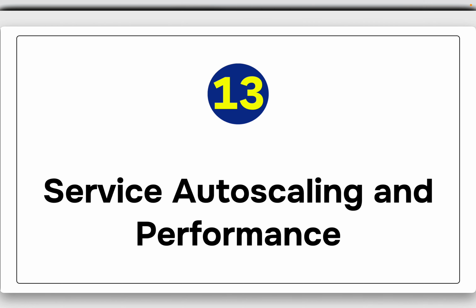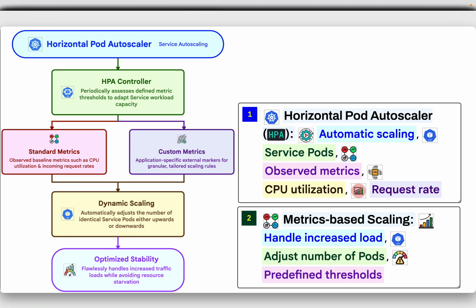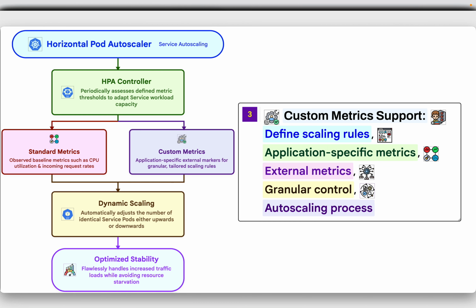13th topic is service autoscaling and performance. The horizontal pod autoscaler (HPA) in Kubernetes allows for automatic scaling of a service pod based on observed metrics such as CPU utilization or request rate. Metrics-based scaling ensures that your services can handle increased load by automatically adjusting the number of pods based on predefined thresholds. HPA supports custom metrics, and this allows you to define scaling rules based on application-specific or external metrics, providing more granular control over the auto-scaling process.